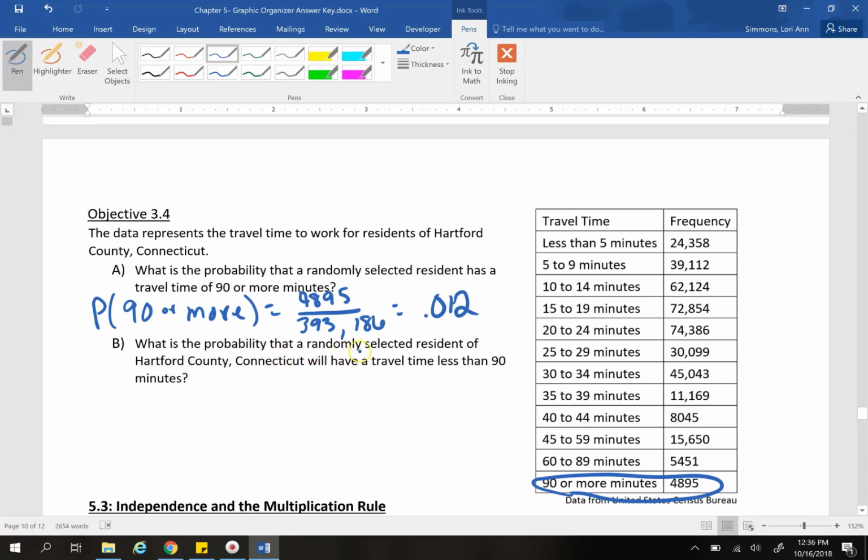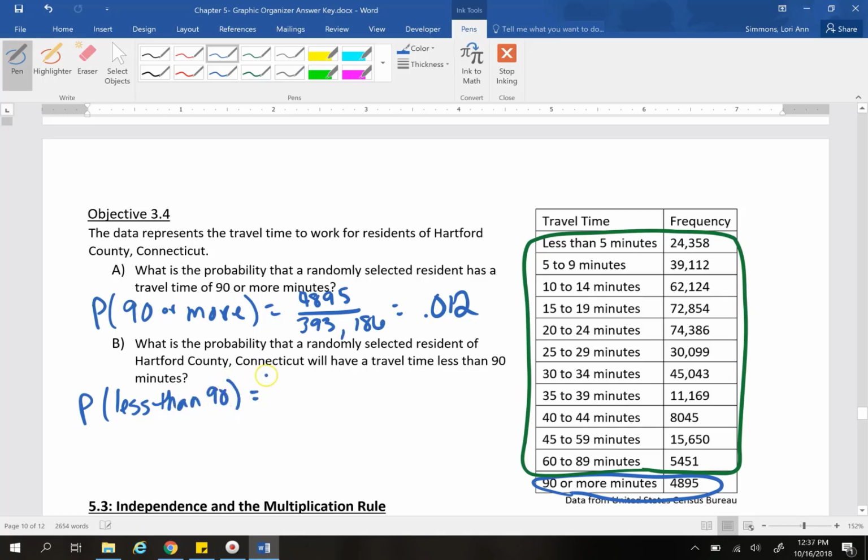So what is the probability that a randomly selected resident of Hartford County, Connecticut will have a travel time less than 90 minutes? So what we're looking for is the probability of these. You have two options you can do. You can use the complement rule. So let's do that first. The probability less than 90 is the same as 1 minus the probability of 90 or more. So that's 1 minus 0.012, which is equal to 0.988.